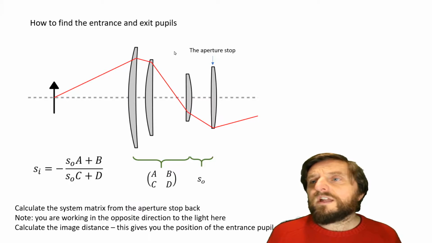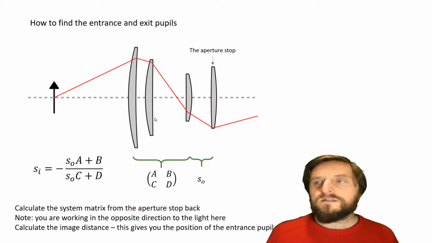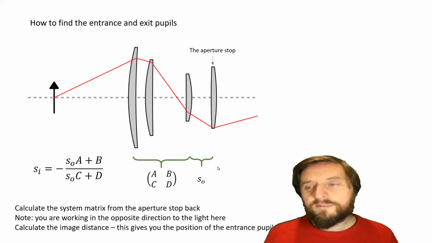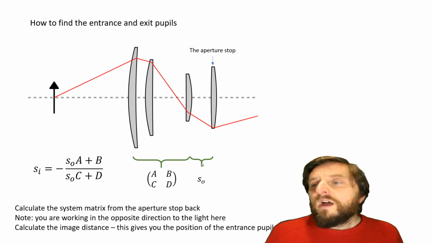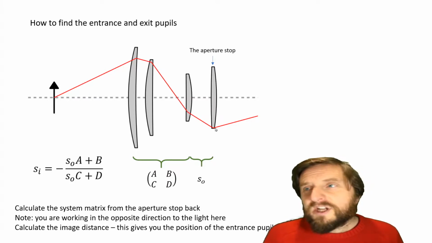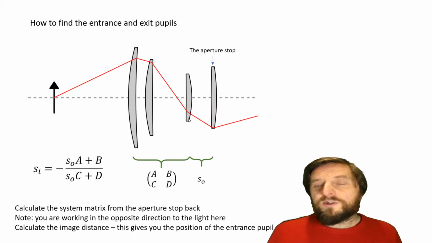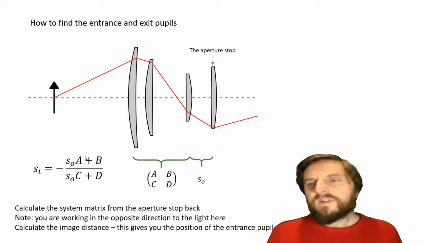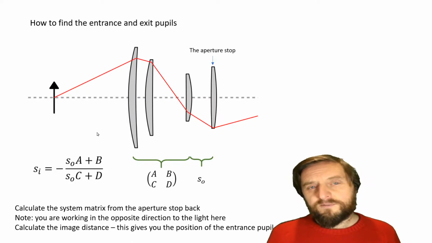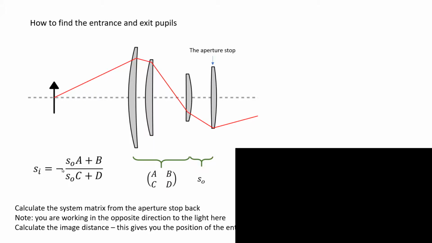So I calculate the matrix for these three lenses, the ones before the aperture stop. The object distance is then the aperture stop to the first of those lenses. And then I can use what I showed from last lecture to find the image distance.